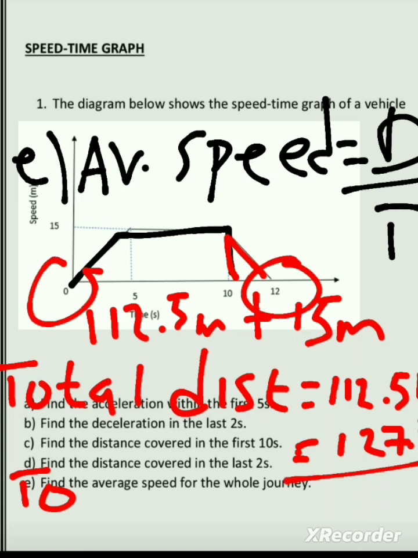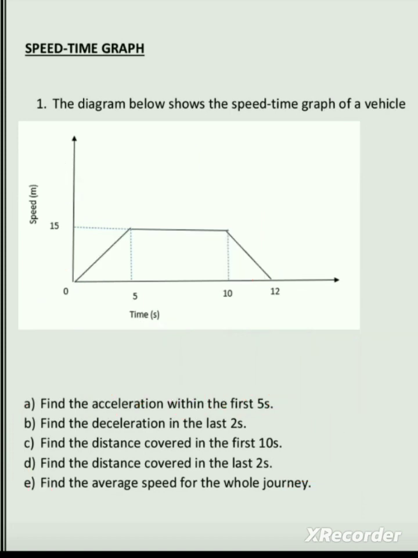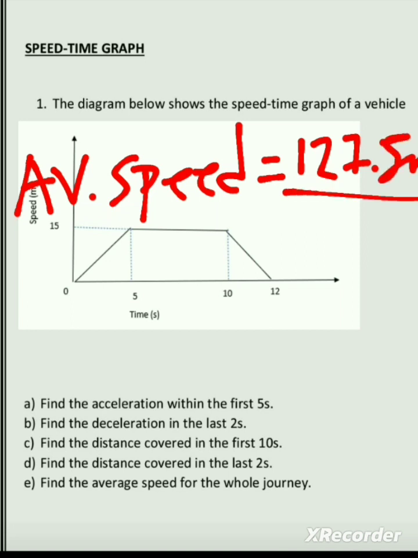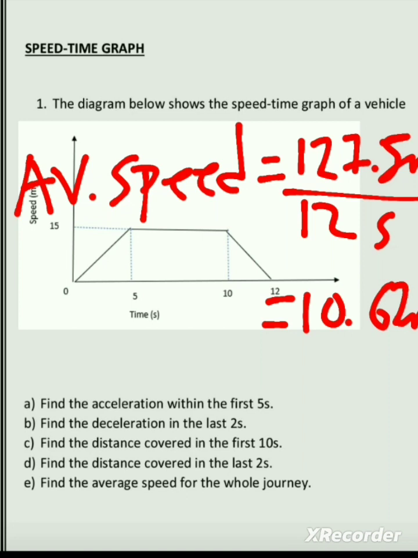Once you have the total distance and the total time, then you can say average speed is equal to total distance, which is 127.5 meters, over total time, which is 12 seconds. So when you divide this, you're going to get 10.62 meters per second.